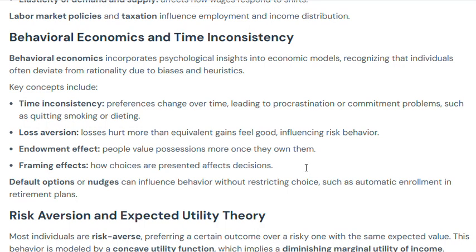Loss aversion. Losses hurt more than equivalent gains feel good, influencing risk behavior. Endowment effect. People value possessions more once they own them. Framing works because how choices are presented affects decisions. Default options or nudges can influence behavior without restricting choice, such as automatic enrollment in retirement plans.